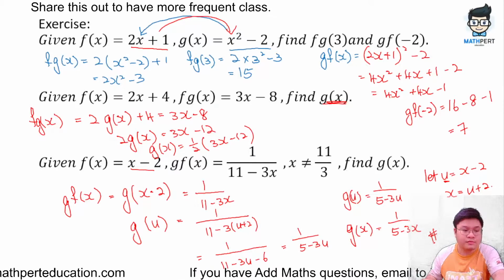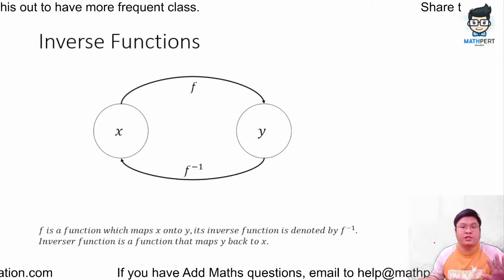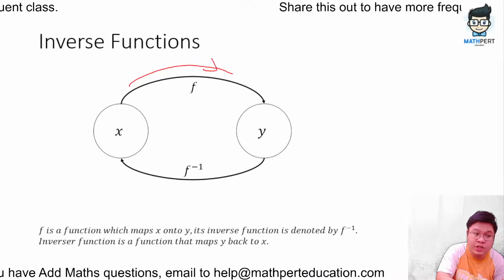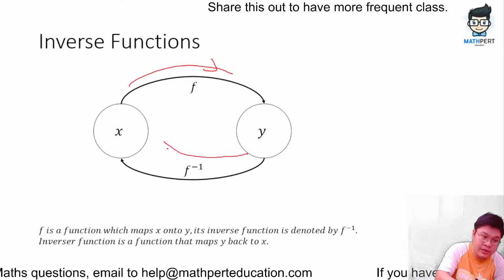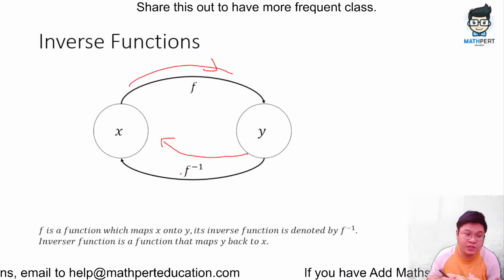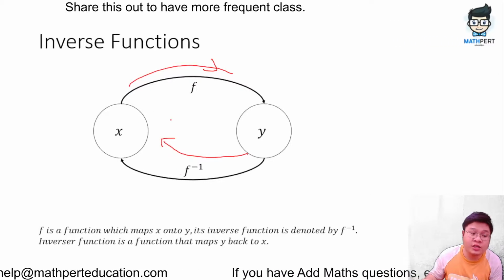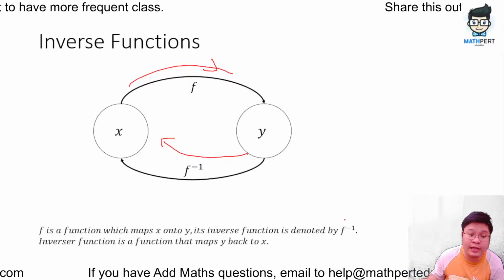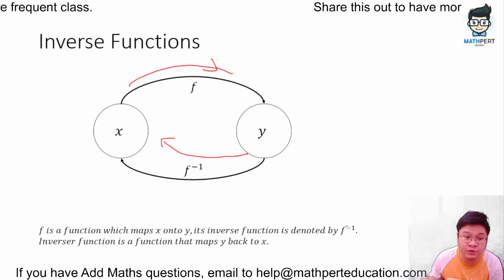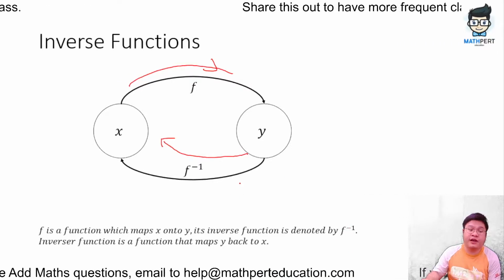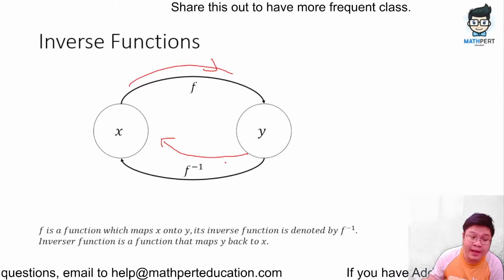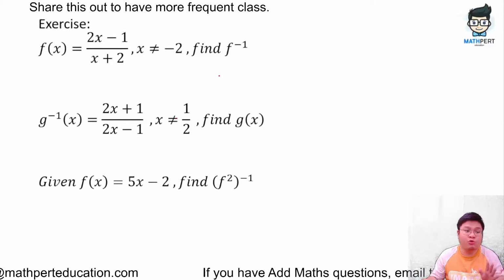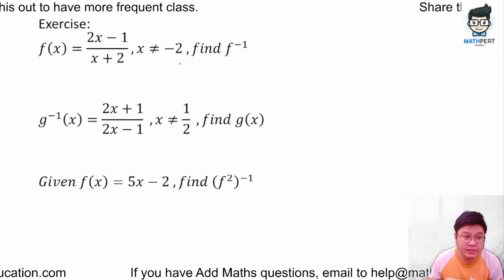Okay, inverse functions. Moving forward, this forward part, we call it functions. What about backwards? The other way around. We call it inverse functions. Okay? A function is you map x onto y. An inverse function is denoted as f negative 1. Okay, this is called inverse functions. An inverse function is a function that maps y back to x. So let's take a look at this exercise. How do we find the inverse function of this?